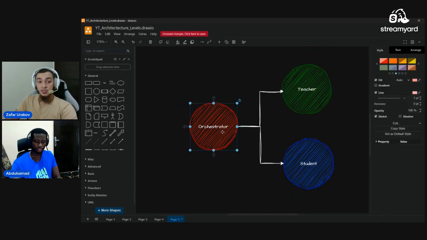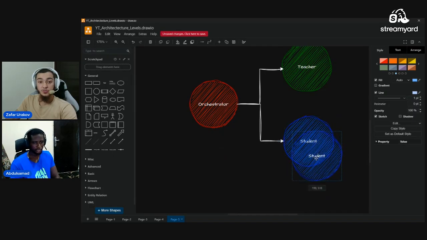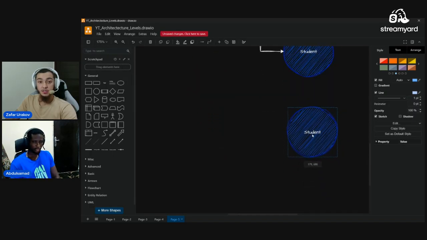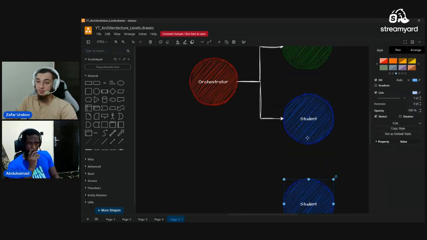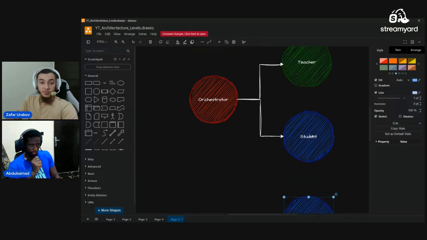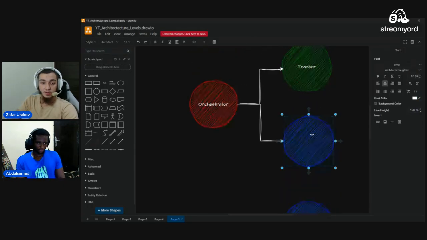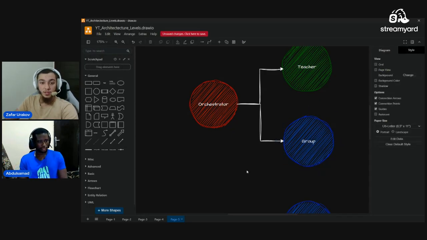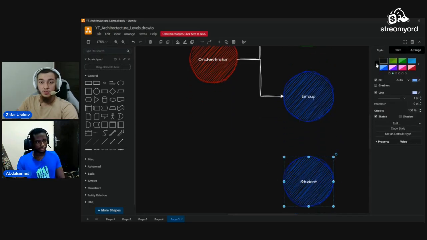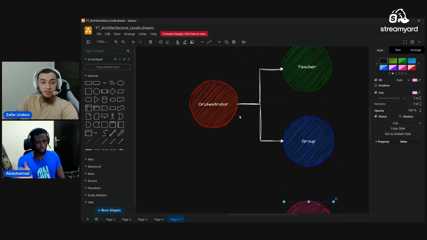And the orchestrator can have up to three services. So it basically can talk to the three microservices, or to the three services, right? So for example, we can say teacher in here, group, and this one is the student.